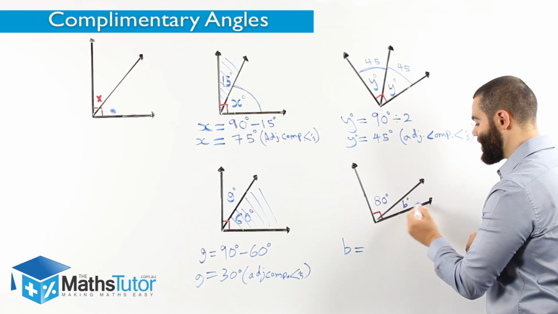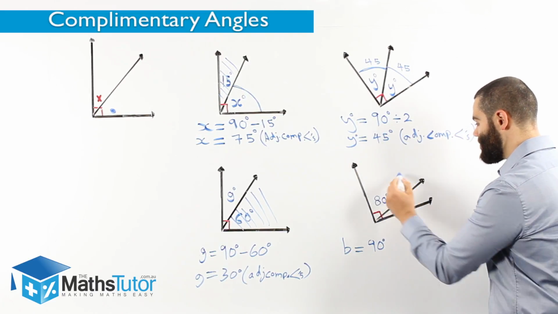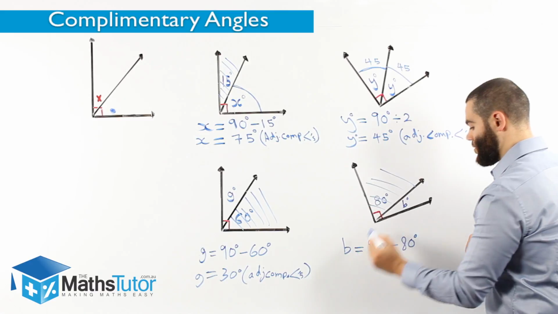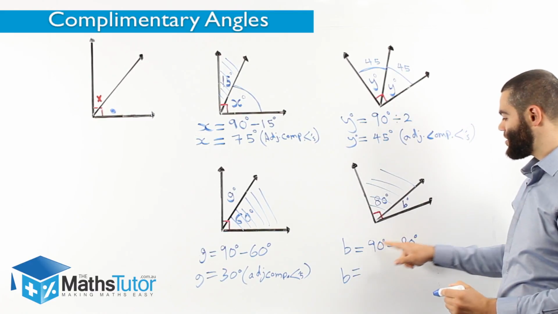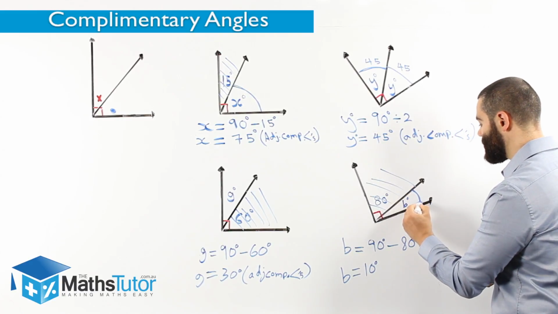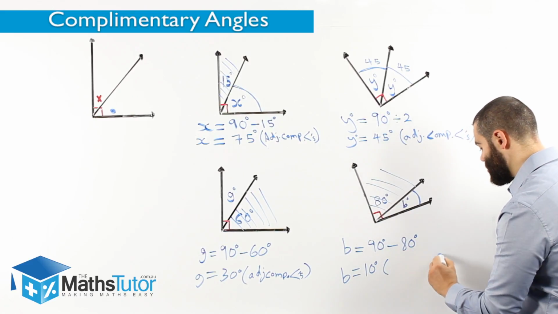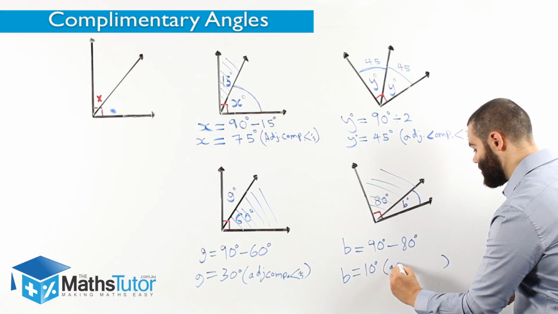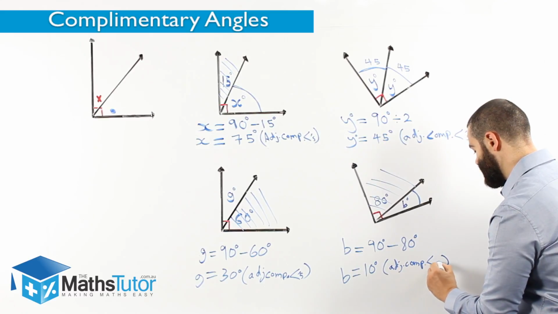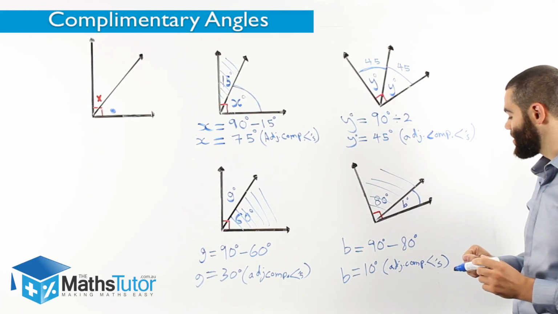B is the complementary angle, which is 90 degrees in total. Take away the 80. 90 take away 80, B must be 10 degrees. This section here is 10 degrees. 10 plus 80 makes the 90 degrees. And of course, always we write our reason: adjacent complementary angles.